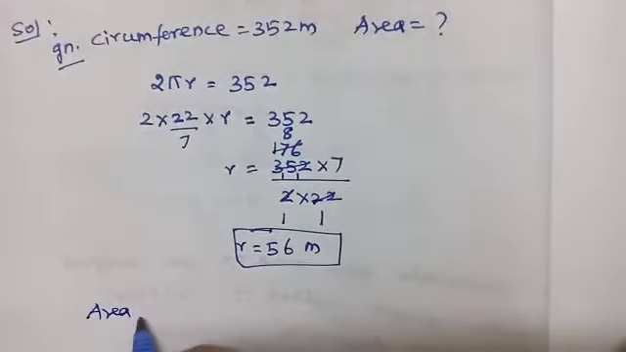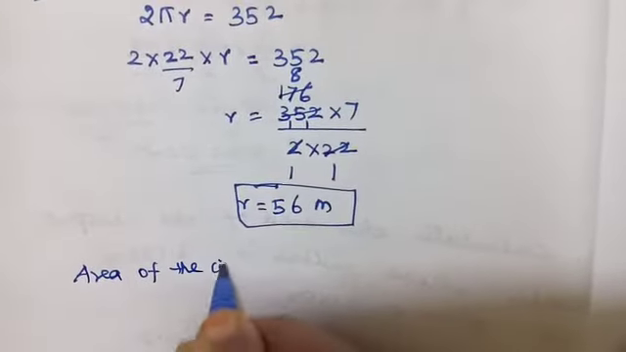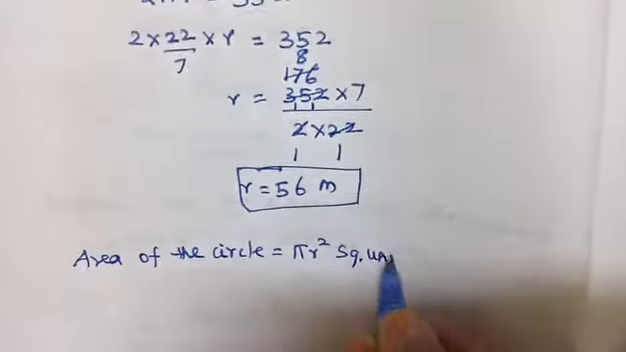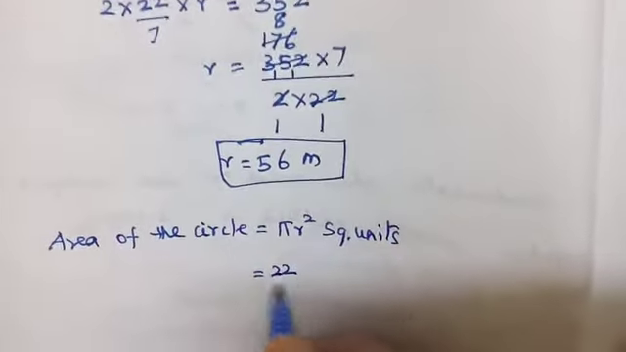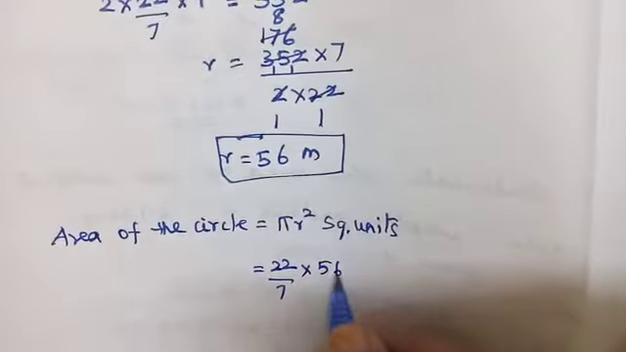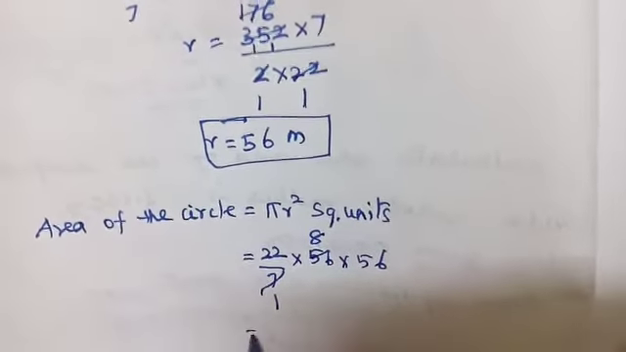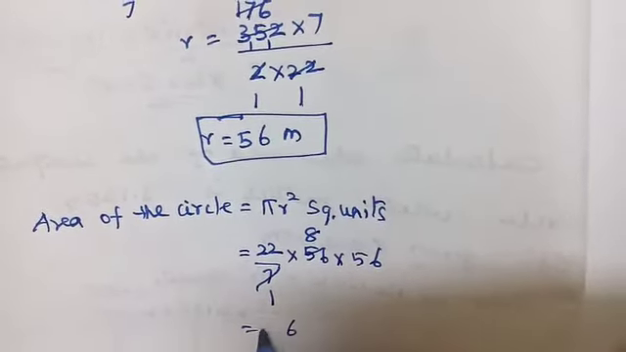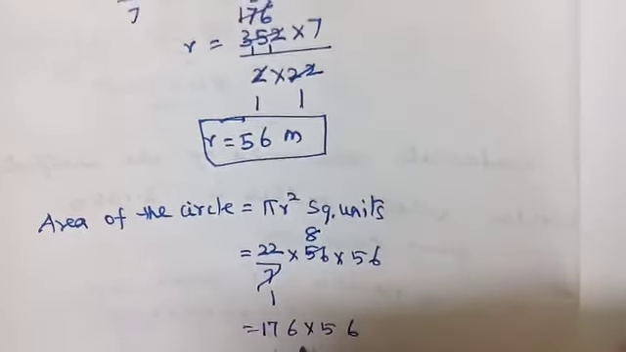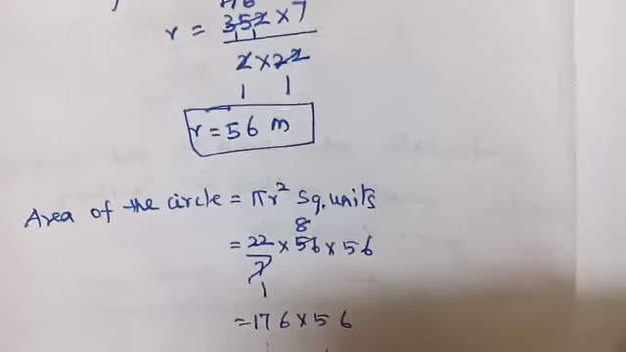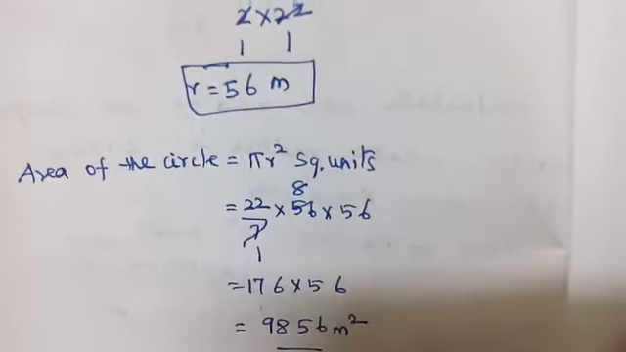Now we have the radius. Next we find the area of the circle. Area of the circle is equal to pi r square, square units. The pi value is 22 by 7, R is 56 into 56. 8 7s are 56. So 22 into 8, 176, into 56. So the answer is 9856 meter square. Okay children, thank you.